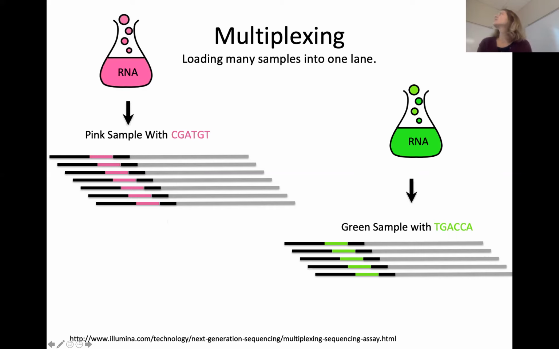In this tube, we're going to do a library prep, and we're going to put in a pink index. This adapter will contain the sequence CGATGT in this example. For the other RNA sample, we will go through the same library prep, but this time we'll use an adapter with a different sequence. In this case, I think I put TGACCA. The point is that they're different. They both have adapters that are going to allow them to be sequenced. They have these little indexes, these little sets of nucleotides in the exact same position, but they're different.